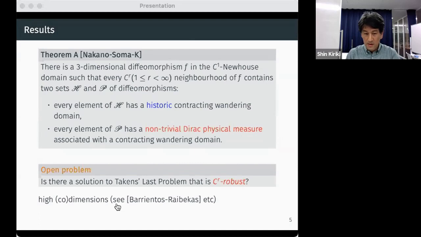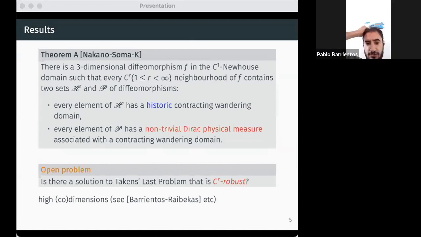Okay. I have another comment also. Maybe it's a good idea to compare your result with my recent result about historic contracting wandering domains in C1 Newhouse domains. I think that is useful to do.